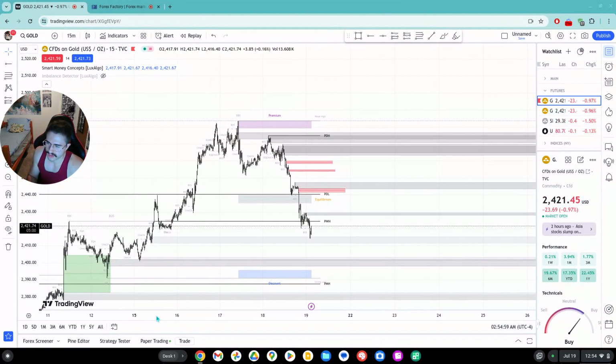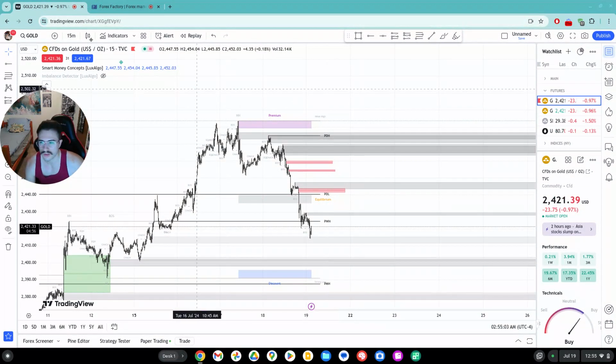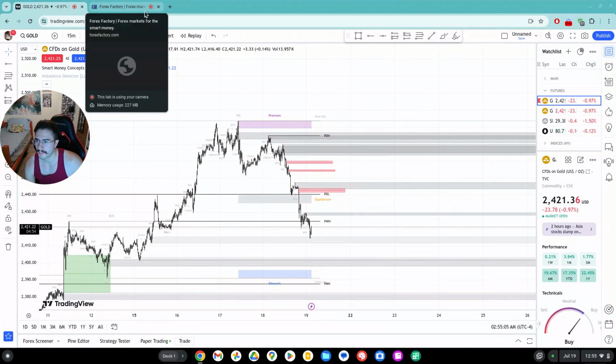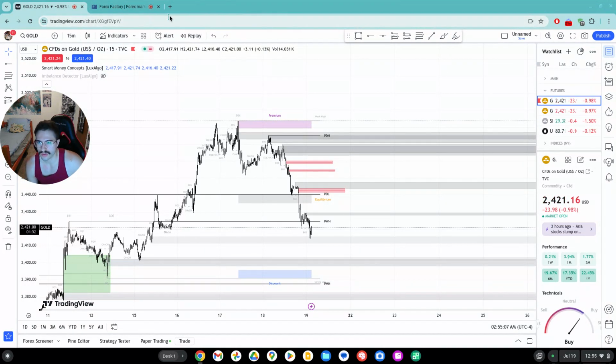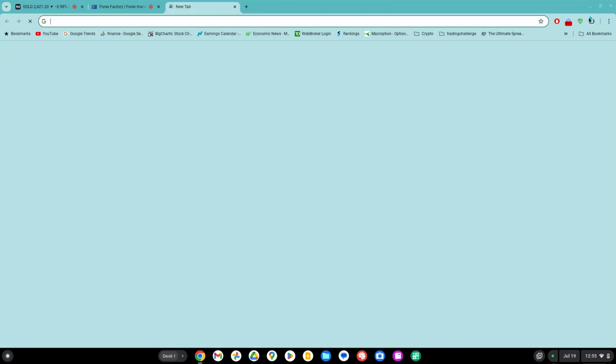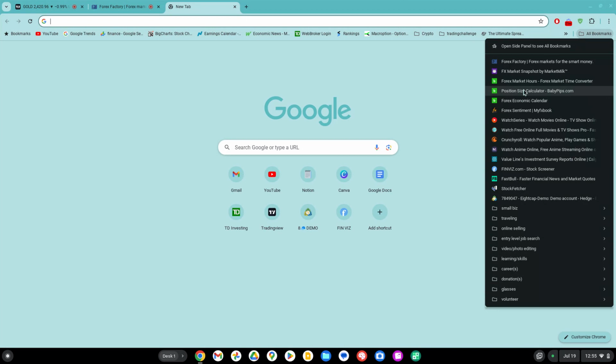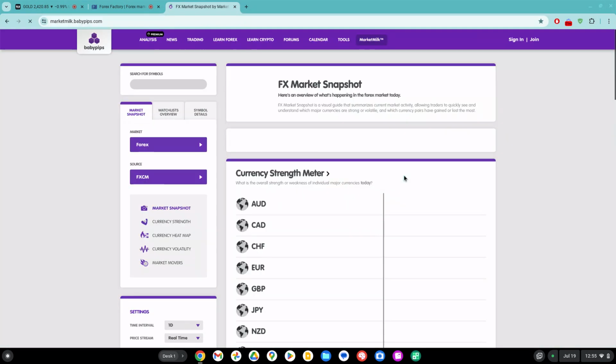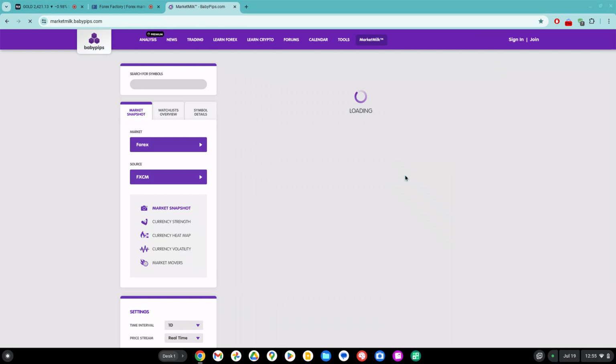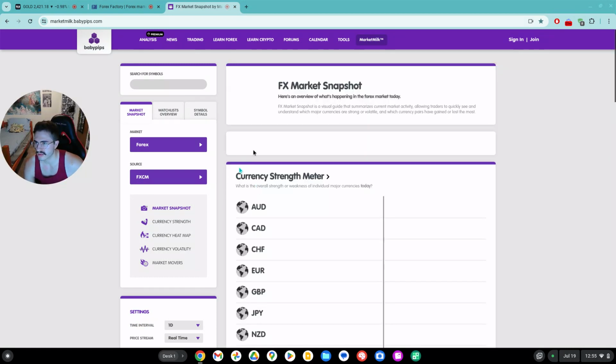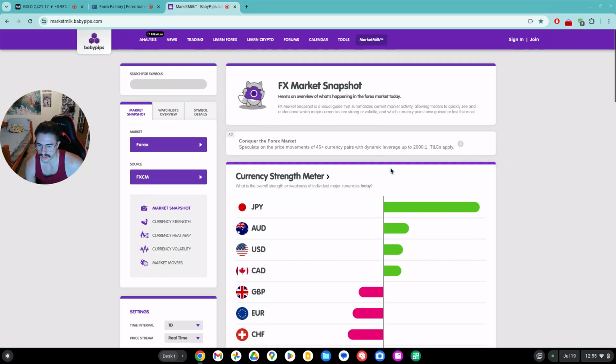People say you can trade it. Let me show it. I'm sure a lot of people, if you are trading Forex, know about babypips.com. It's a good site. It has a lot of stuff. You can get an idea here of what's going on in the market. It gives you this market snapshot.